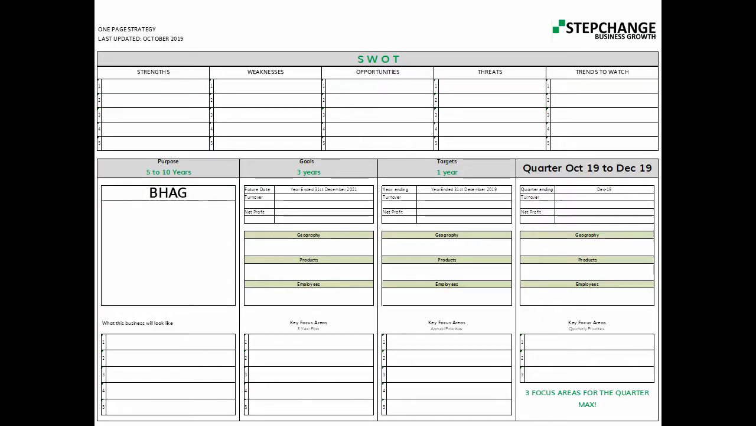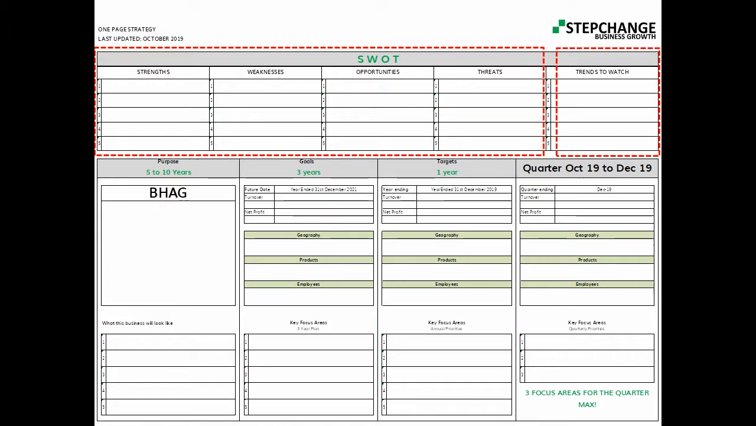Okay, so let's look at the one-page strategy that I like to use. Looking at the top section first, you can see that it consists of a SWOT analysis: strengths, weaknesses, opportunities, and threats. I believe that it is very important to have the SWOT of the business central to the strategy, as opposed to an exercise carried out every year or so off-site with a bunch of managers, which is then put in a drawer and forgotten about.